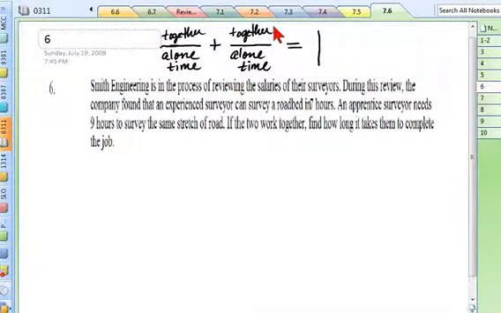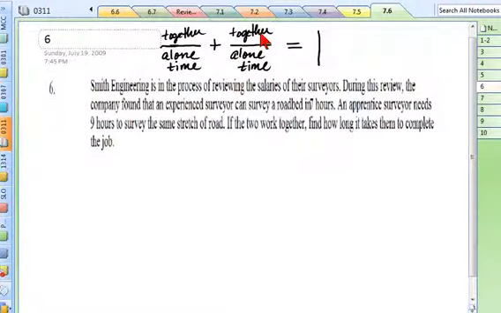The together time is on top and the alone time is on bottom. You better be able to get the job faster working as a team than you could individually, or it's a really, really bad team. We're going to assume that these are good teams. Okay? Is everybody kind of okay with my strategy? That's how I'm going to set all mine up.